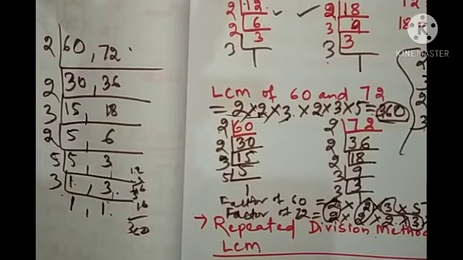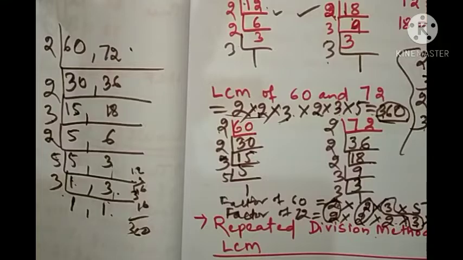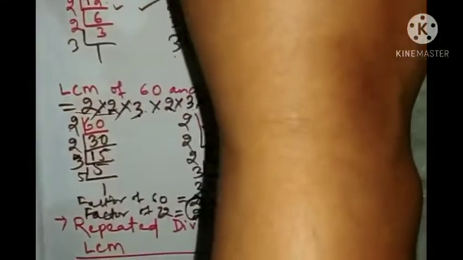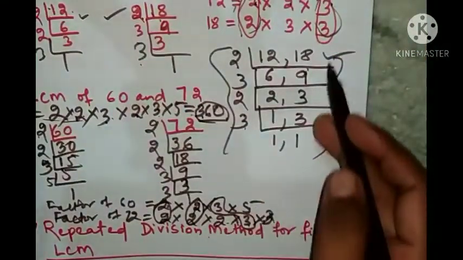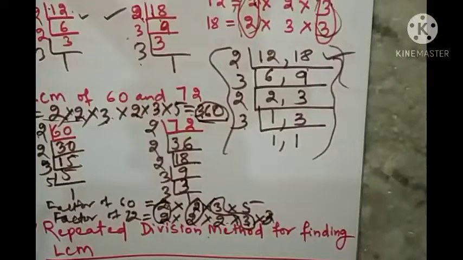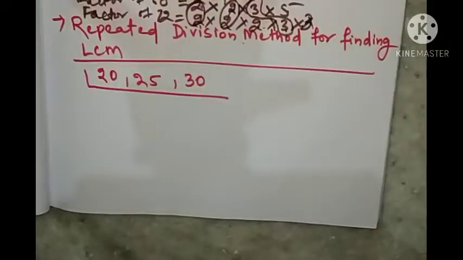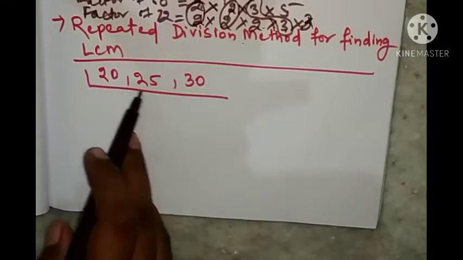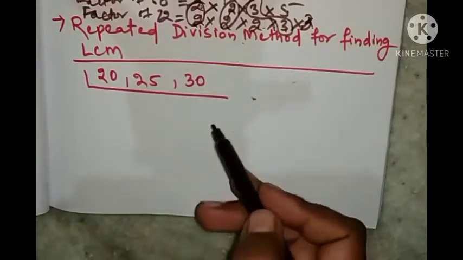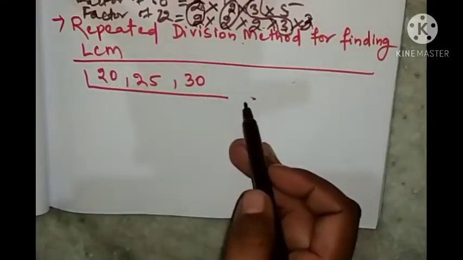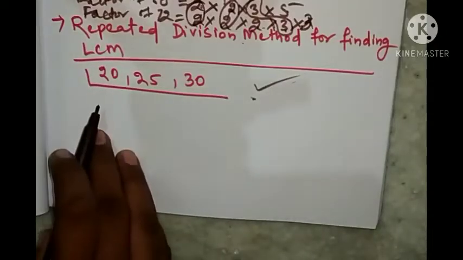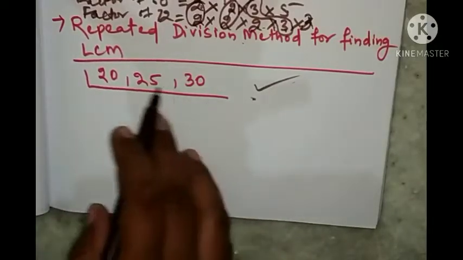So this is about finding the LCM by the prime factorization method. Okay, here you are seeing the repeated division method we have done, and the prime factorization method. Next here it is given, find out the LCM of 20, 25, 30 by the repeated division method. So as I found it previous time by the repeated division method, you have to find the LCM of these three numbers.